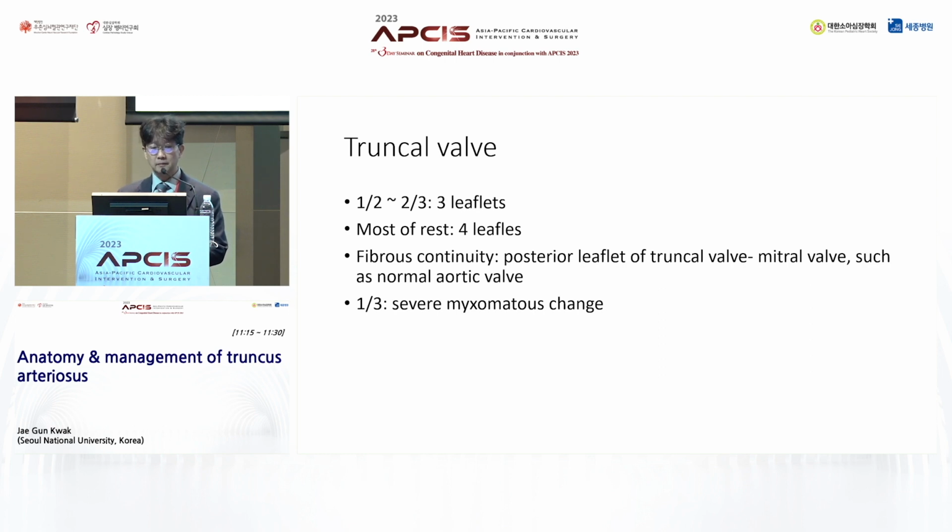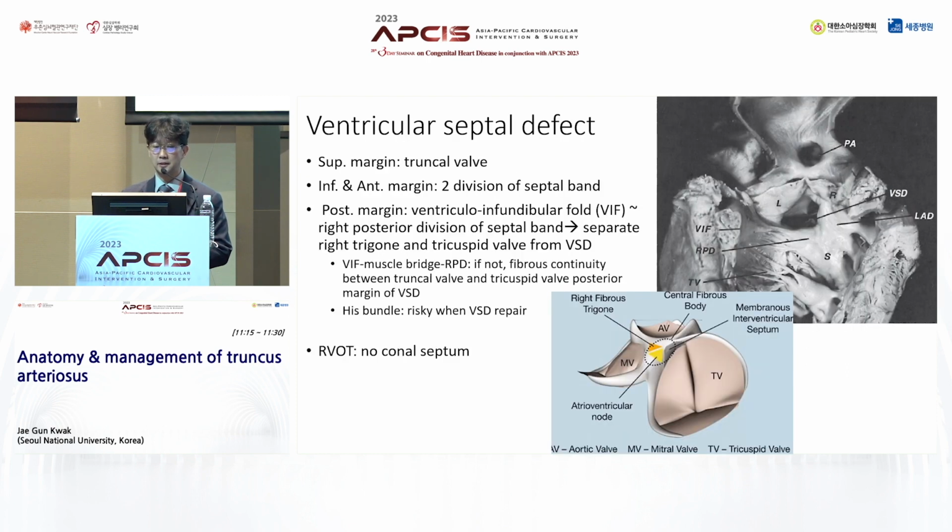Regarding the truncal valve, from half to two-thirds of the patients have three leaflets, and most of the rest have four leaflets. Fibrous continuity exists just like in the normal aortic valve. However, one-third of the patients show severe myxomatous change in the truncal valve.